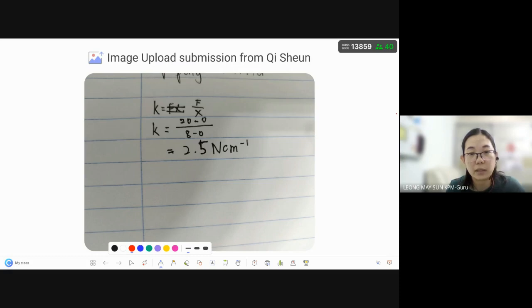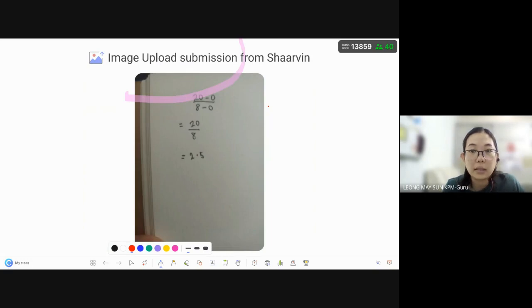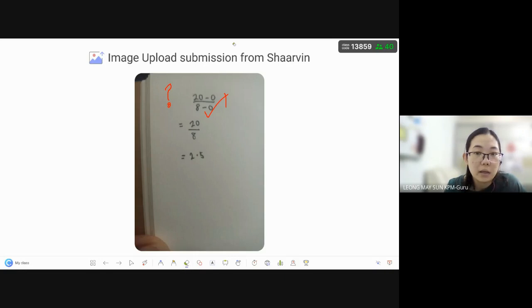Now, this is the one that I like. Thank you, Qishuan, for writing this one. He actually really used the gradient formula and really did this. So Qishuan actually gets 2 out of 2. Then here also Shavin. But one thing, Shavin, I don't really like this working so much. What are you calculating? Substitution wise, yes, I can give you 1 mark. But even the unit you didn't bother writing it. When you don't write the unit, zero. And please, Shavin, identify what you're finding. You're finding the spring constant, so write K over there.